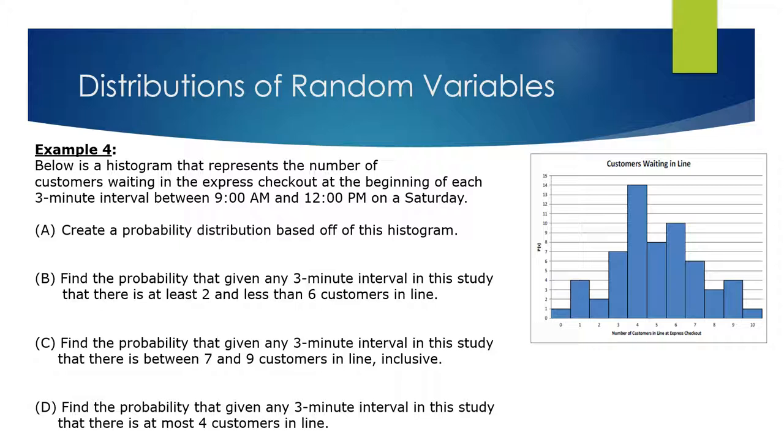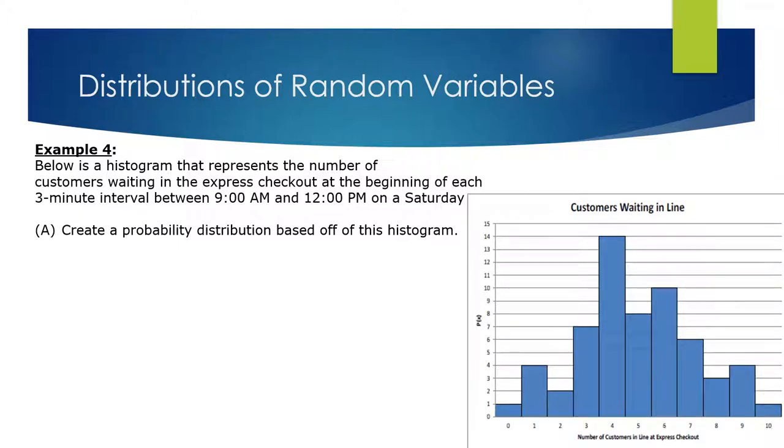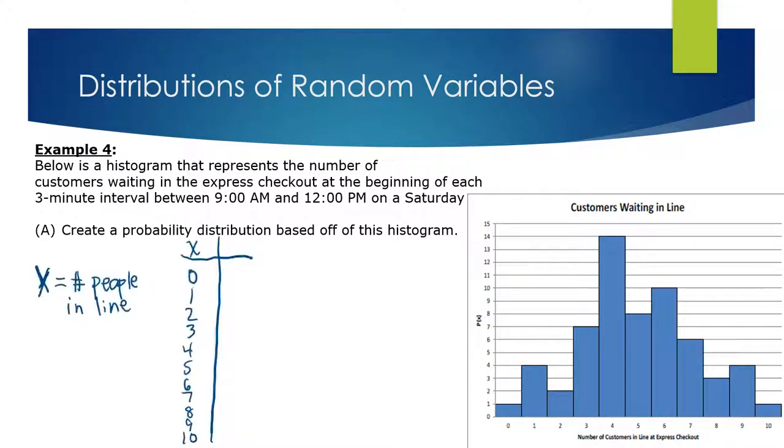Okay, so the first thing I need to do with this is focus on part A right now. I want to create a probability distribution for this histogram. This horizontal data down here is my X values. And that stands for the number of people that are in an express checkout line at these 3-minute intervals. So it ranges from 0 to 10 at the most. So X is going to be the number of people in line for each one of these intervals. I know that I could go from 0 to 10 because I can see the range of values.